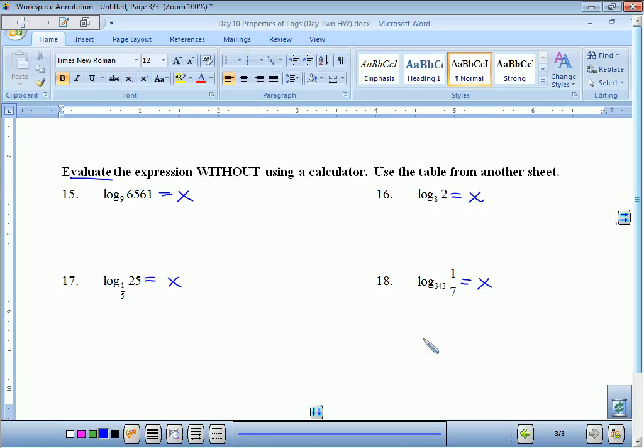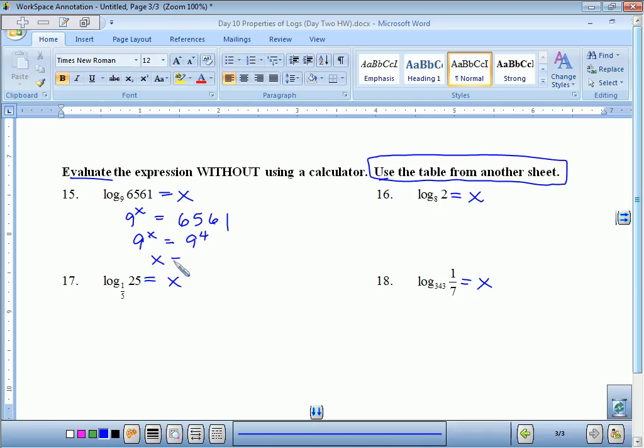So to evaluate, sometimes it's easiest if we switch forms. My base is 9. My exponent is x. My answer is 6561. I said you could use a table from another one of your sheets. If you did, you would have noticed that 6561 is 9 to the 4th power. So x is 4. Your answer is 4.